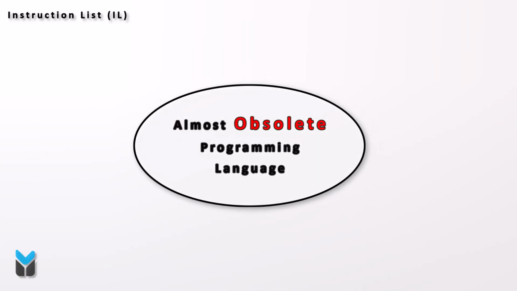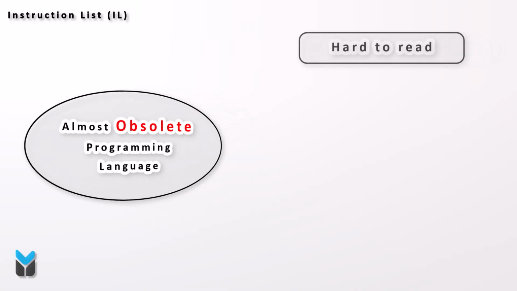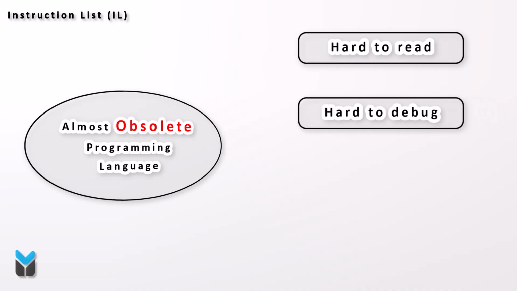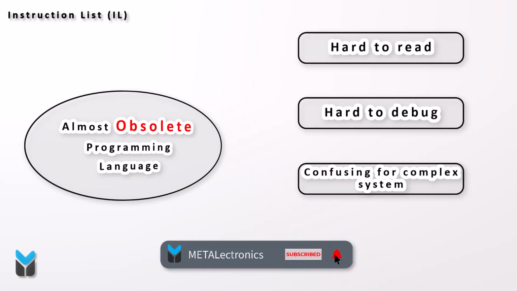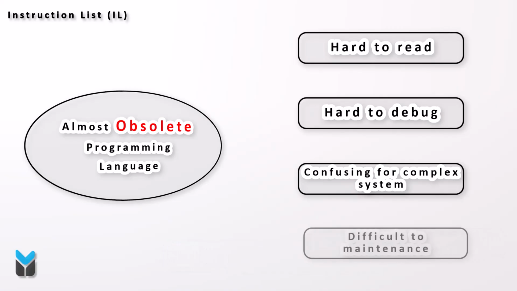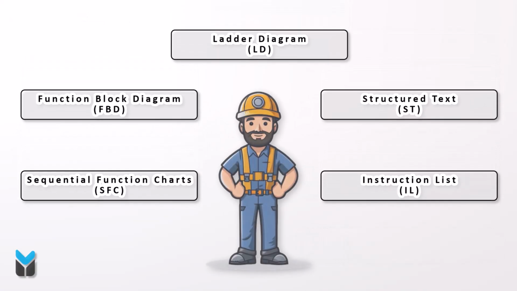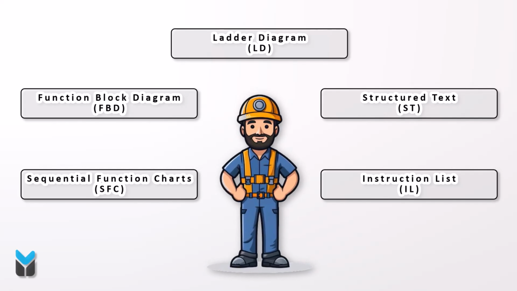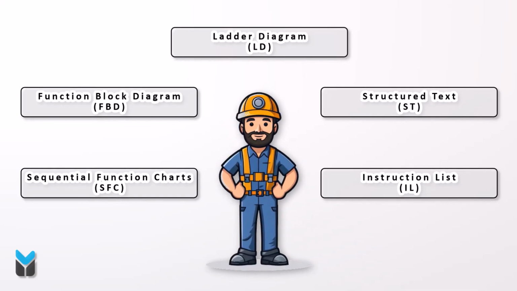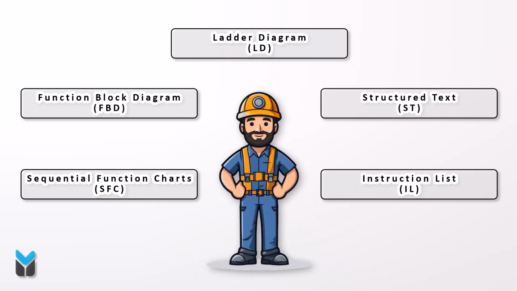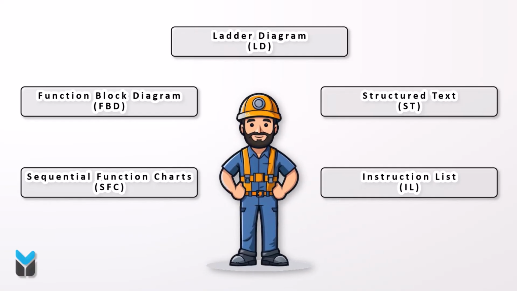In modern industry, Instruction List is rarely used, because it is hard to read, hard to debug, and becomes very confusing in complex systems. There is no visual structure like ladder or FBD, so maintenance is also difficult. Overall, the 5 PLC programming languages differ in structure and representation, ranging from graphical to text-based, but all are designed to implement effective industrial control logic.